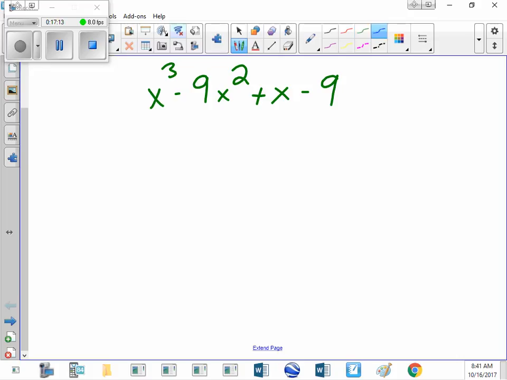You put the polynomial in order: third power, second power, first power, constant. And then you look at the first 2 terms and the last 2 terms.